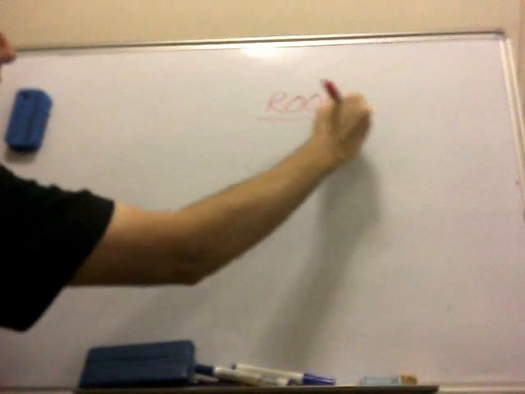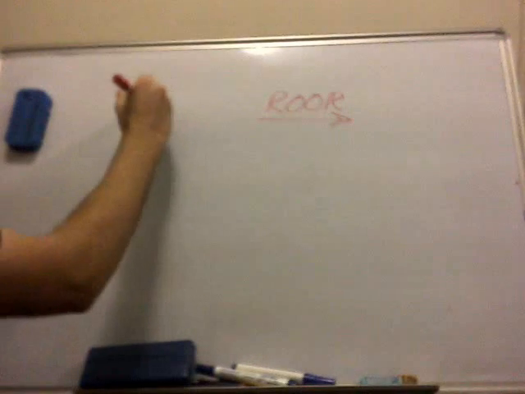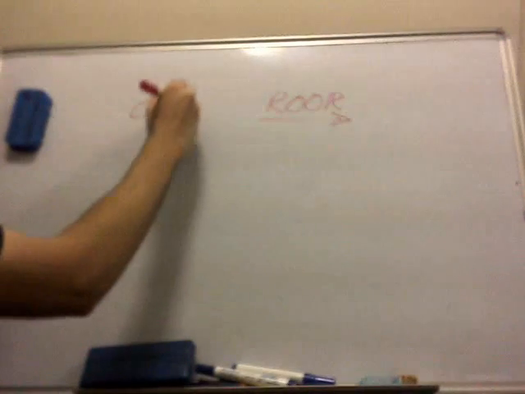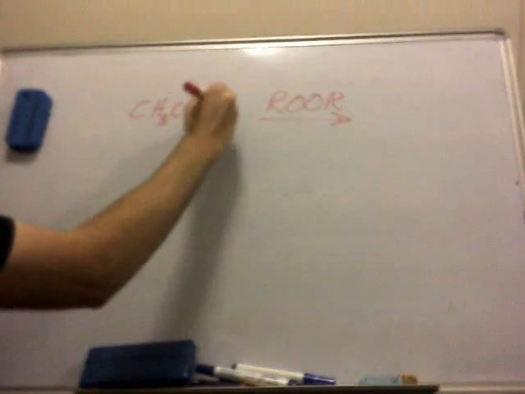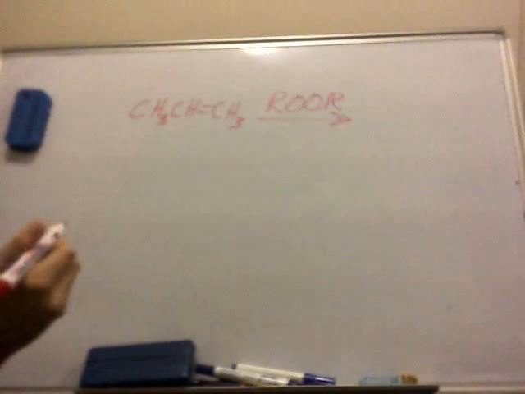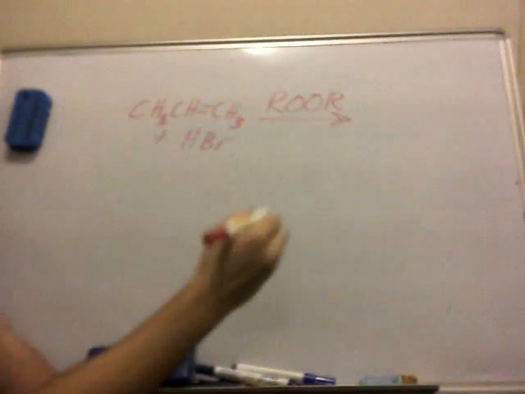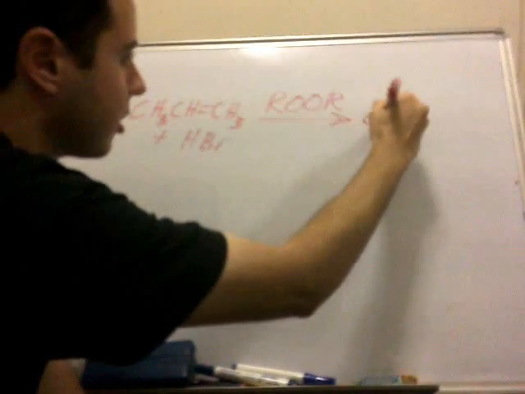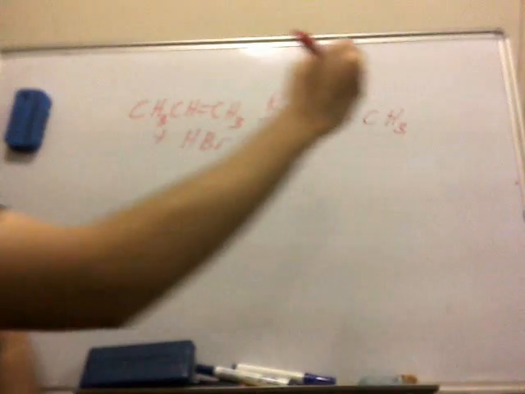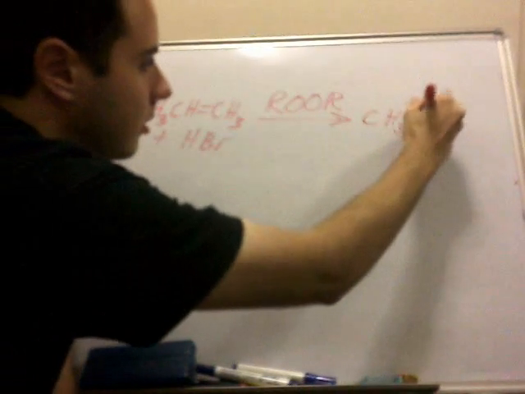So we're going to designate peroxides with ROOR. We talked about peroxides, I believe, in chemistry video 6. That was the last one. So if we do the same reaction, CH3, CH double bond CH3, and we add hydrogen bromide, the predominant product is going to be 1-bromopropane.